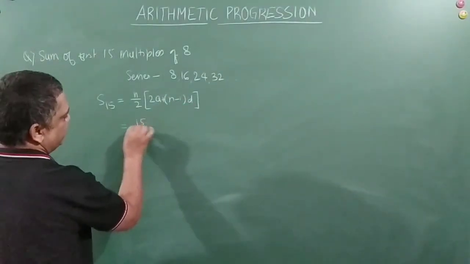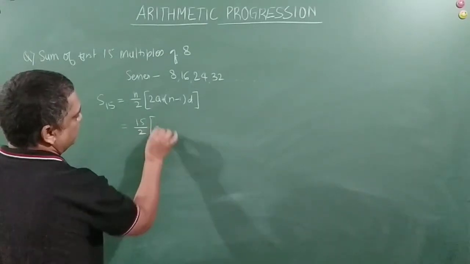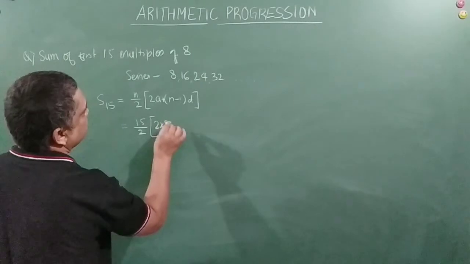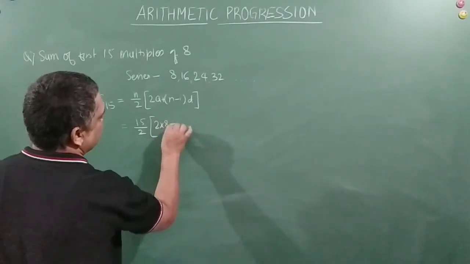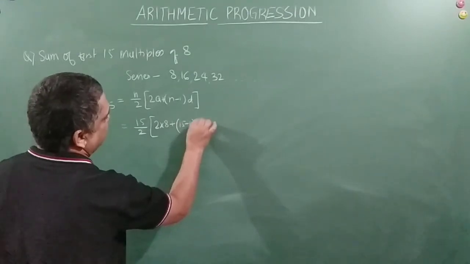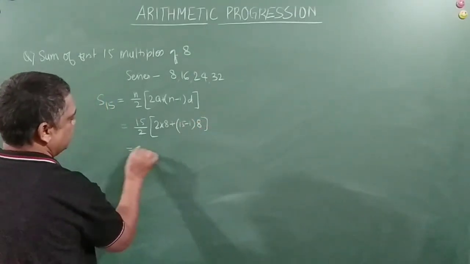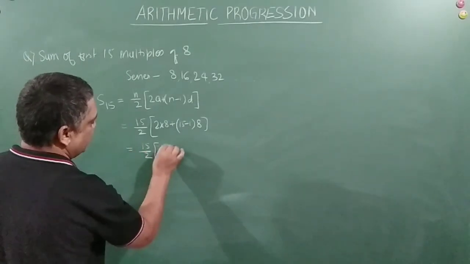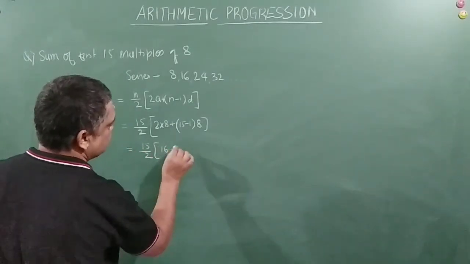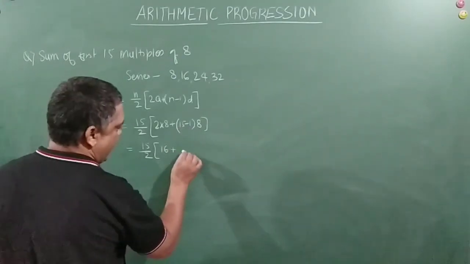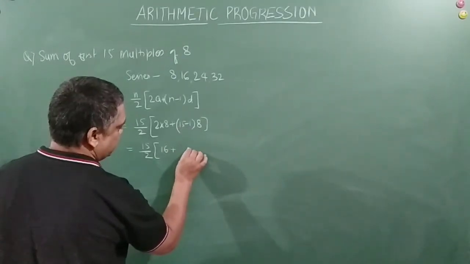N is equal to 15 by 2. So 2 into a is nothing but 8, right? Plus n is nothing but 15 minus 1 into d is nothing but 8 again, right? So 15 by 2 is 16 plus this is 14 into 8. 14 into 8.